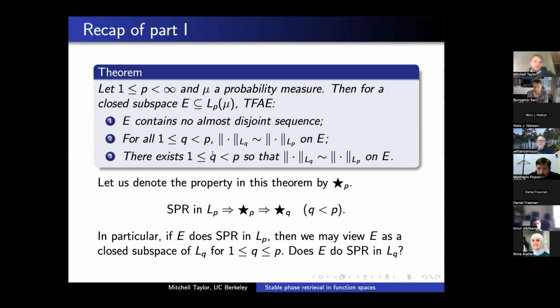Well, I don't know the answer to that question in the language of the star property, but I do know the answer in SPR, and SPR passes to the closure. This is something that's true. So if you have a subspace where you can verify the SPR inequality, then the closure of that subspace will also satisfy it. For almost disjoint sequences, I'd have to think for a few minutes unless somebody knows the answer.